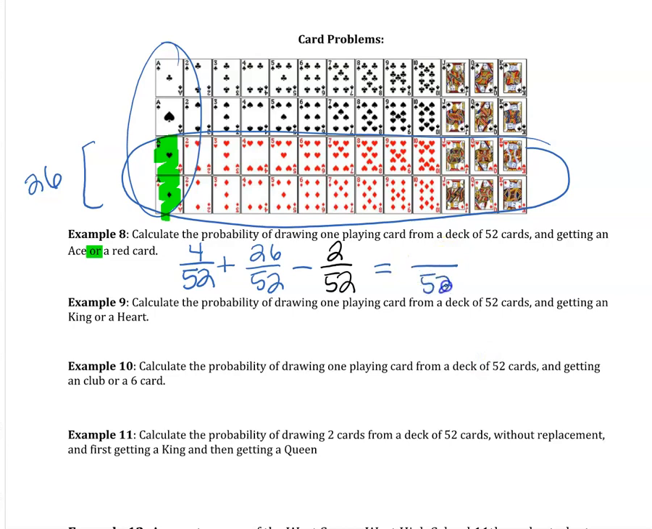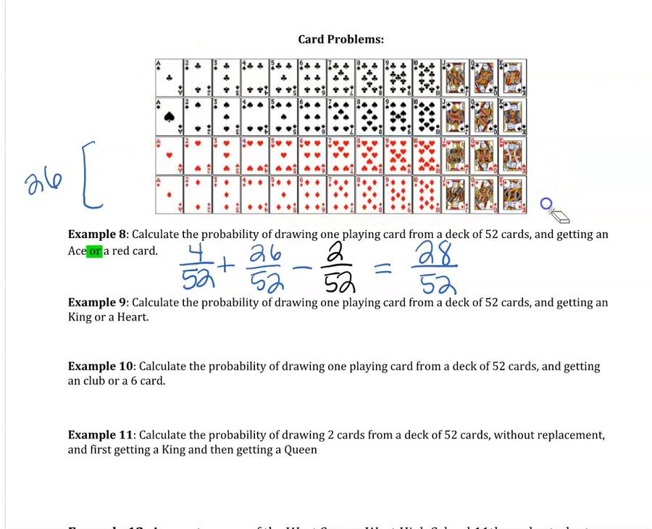Denominator would be 52. This would be 30 minus 2, which is 28, and that would be your probability, 28 out of 52. All right, I'm going to clear this off so I can use it again.